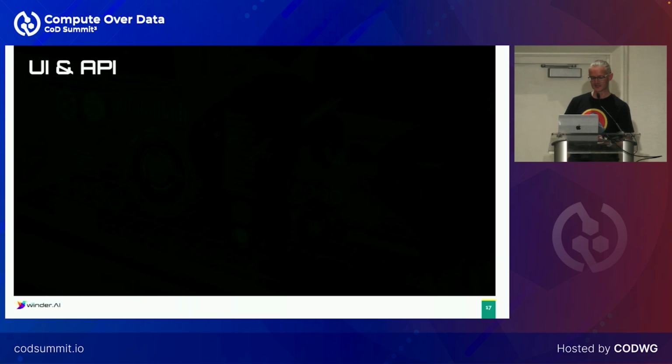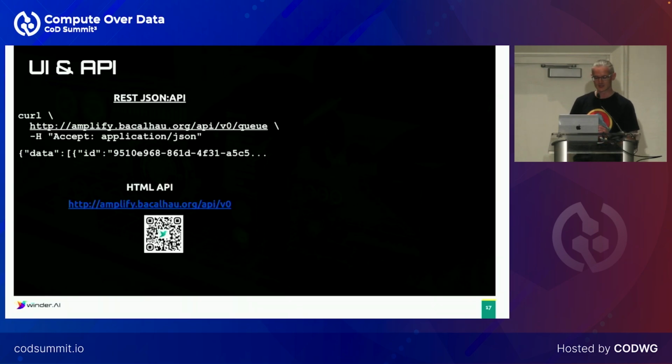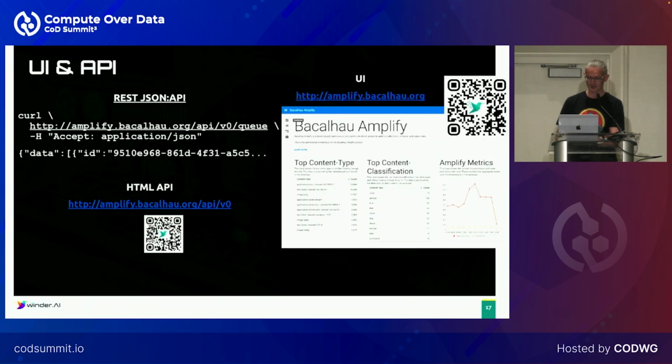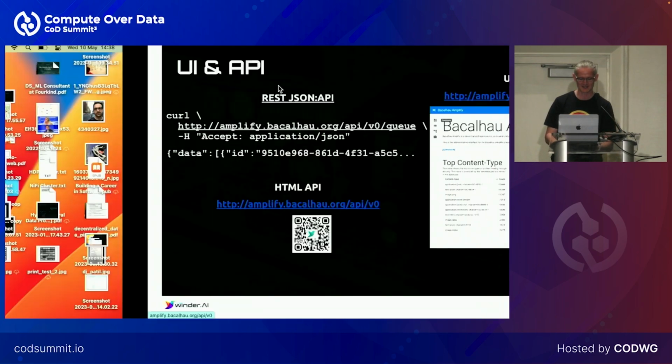Okay, so let's talk about the UI and API aspects. We've got a couple of different APIs. We've got a REST API, which has both JSON and HTML implementations. You can query the API, and this is what it produces. We also have a nice, pretty UI, because we wanted some of the fame and fortune that comes with being a front-end developer.